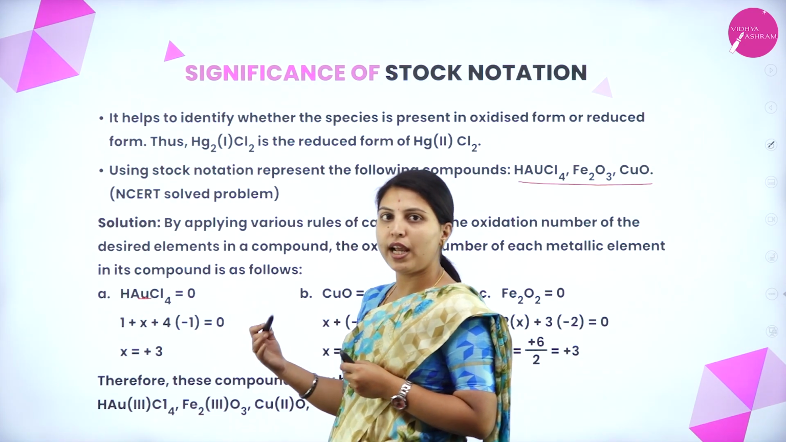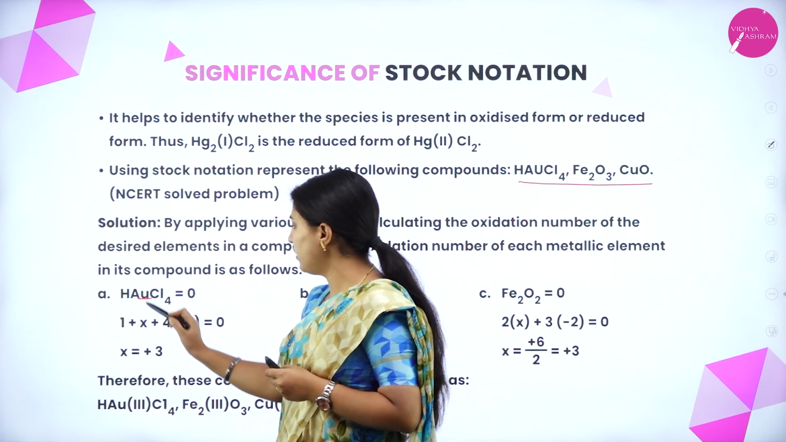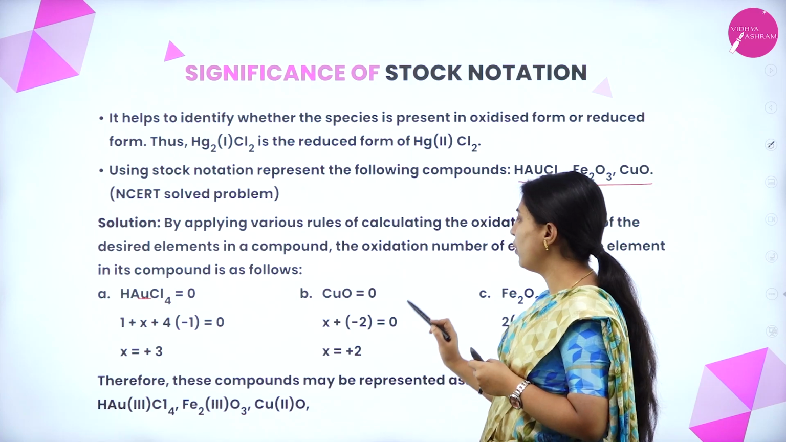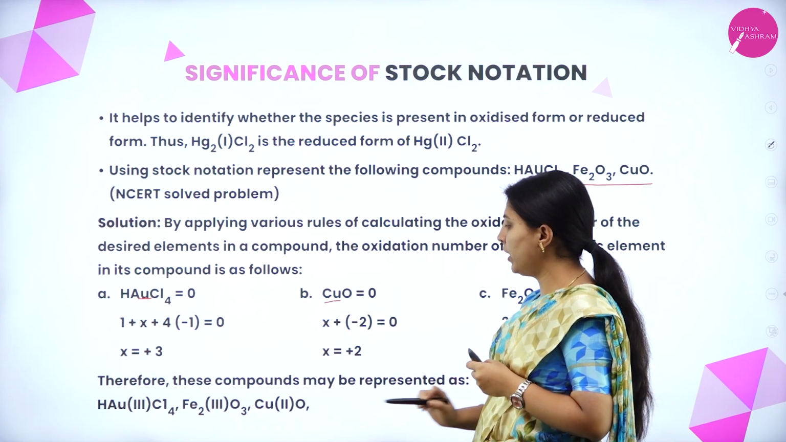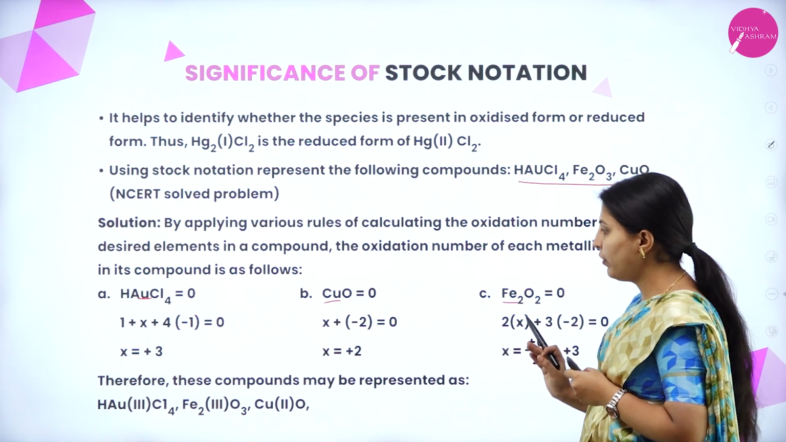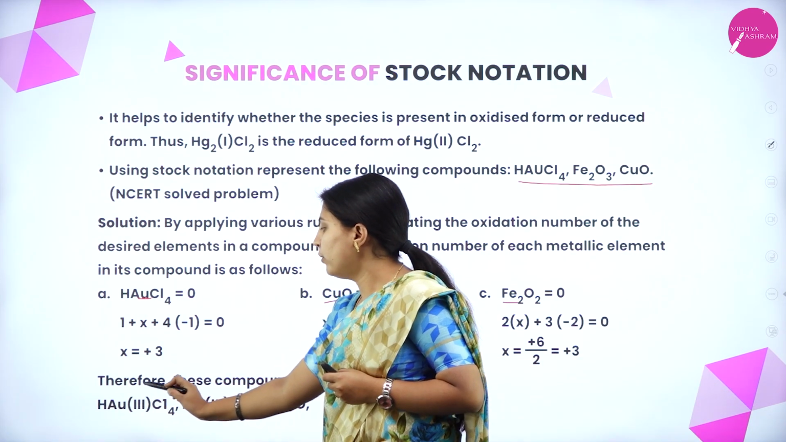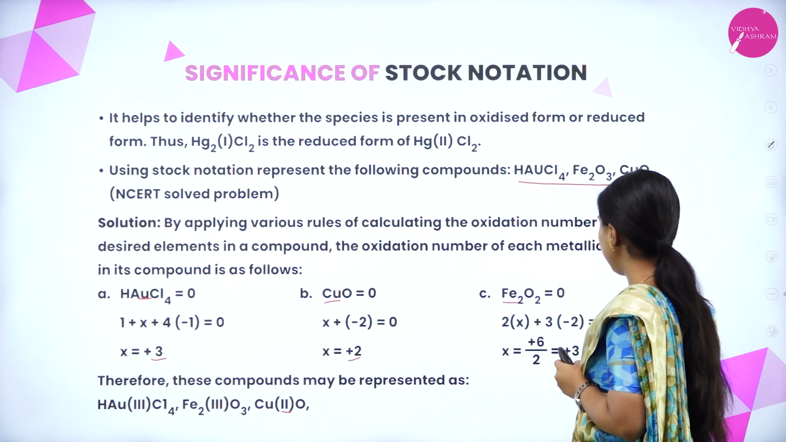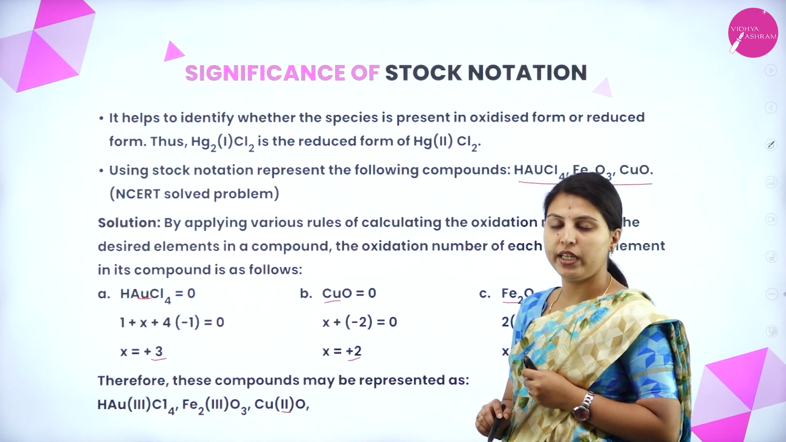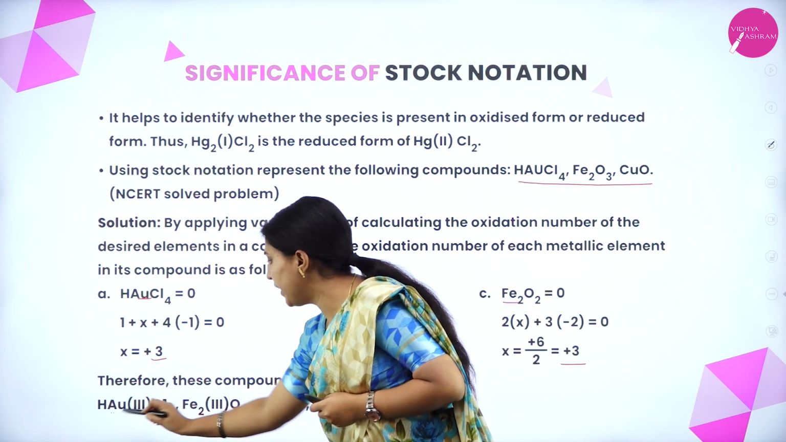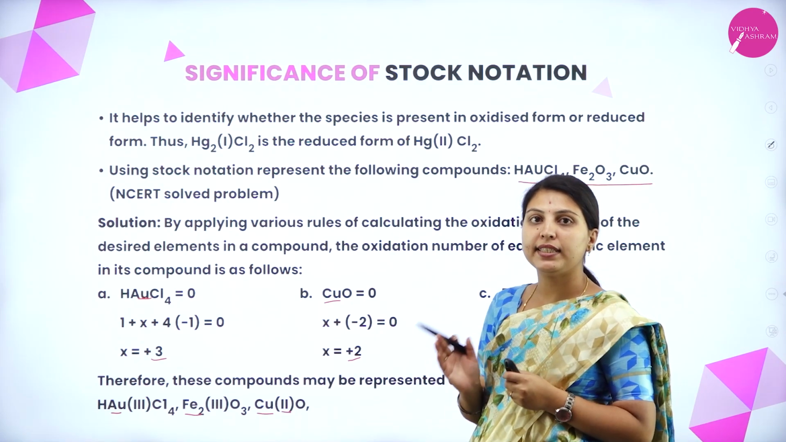you now know how to calculate oxidation number. For this, plus 3 will be present. For cupric oxide you are finding it for the copper only, so plus 2, and for Fe2O3, plus 3. How have they written it? H Au in plus 3, here copper plus 2, for iron plus 3. Whatever oxidation number you find for the metal, you have to write it in parentheses after the metal.